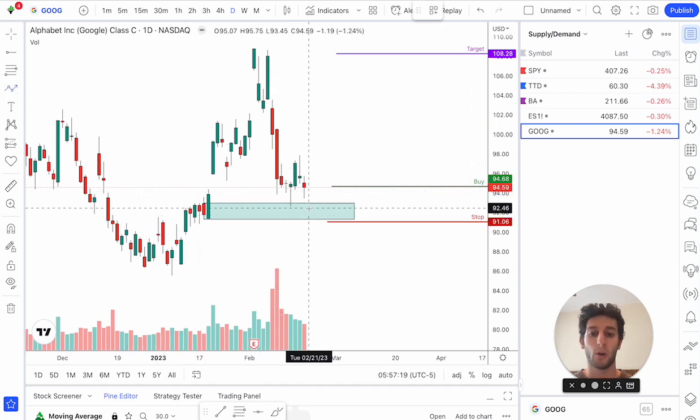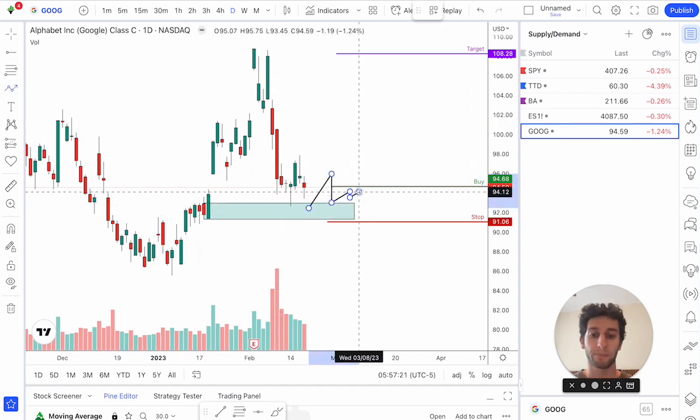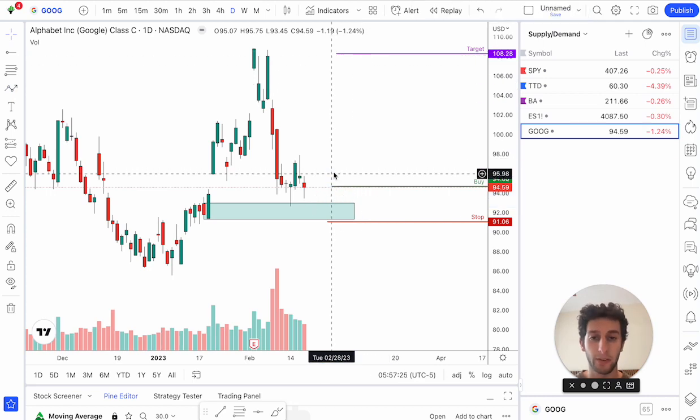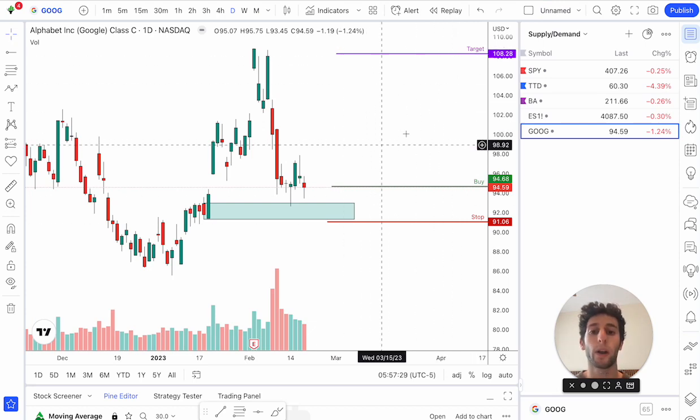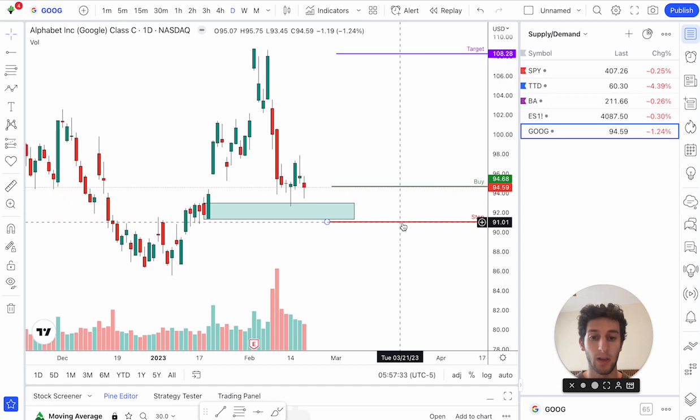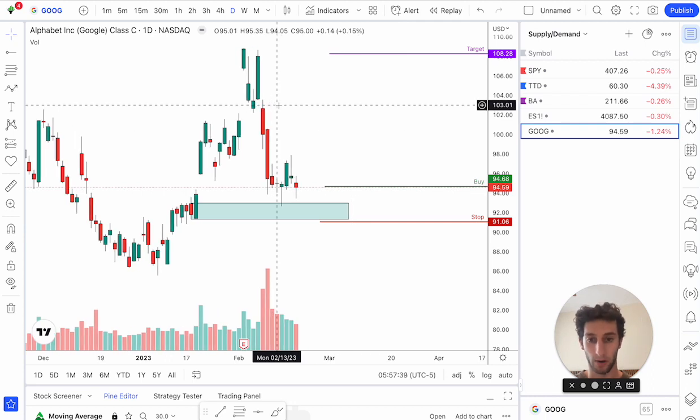We may consolidate for the next week or so. We may just push all the way up to my target in the next few days. There's a lot of different things that can happen. The reason why I love credit spreads is because no matter what happens, as long as price stays above this 91 level, my strike, I'm going to be making money. It's really cool because it allows me to even be wrong.